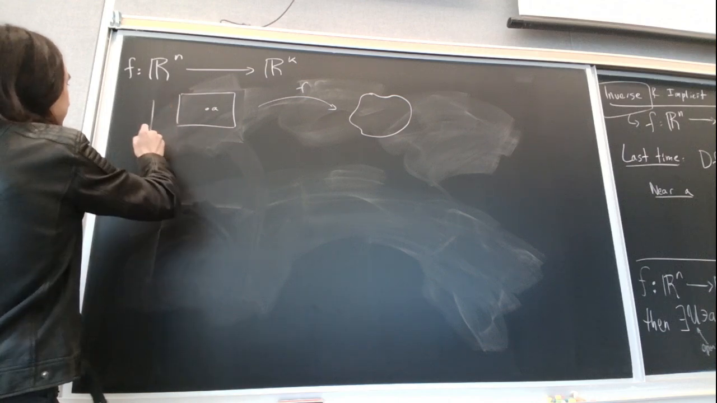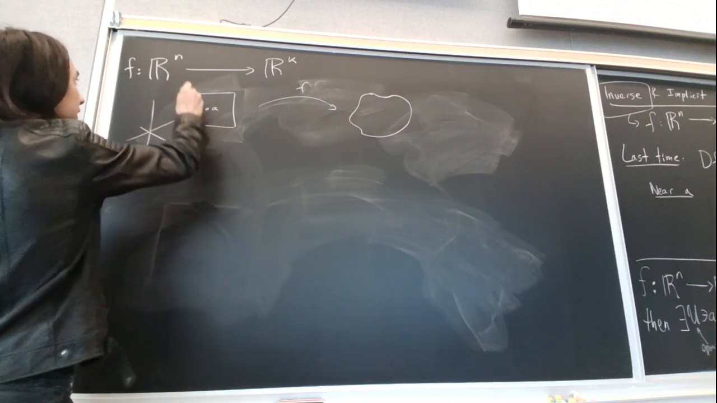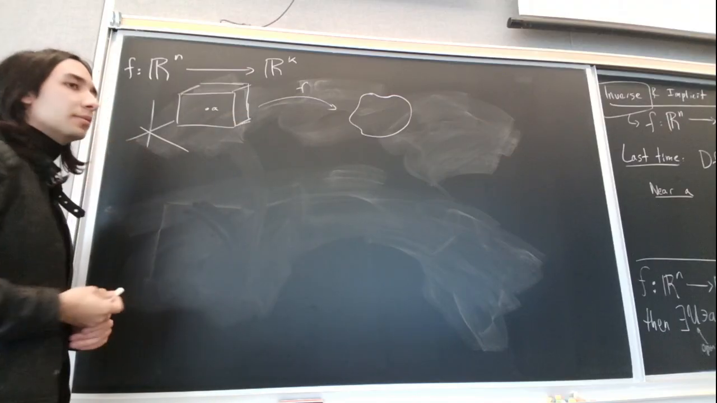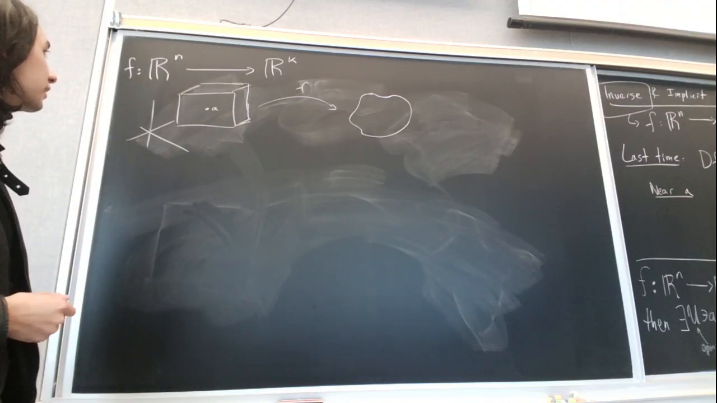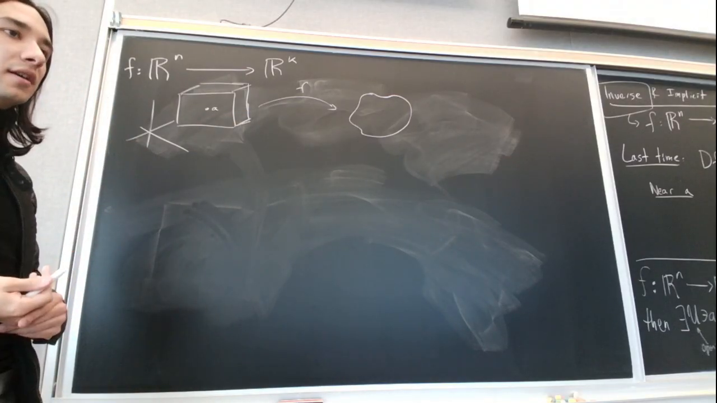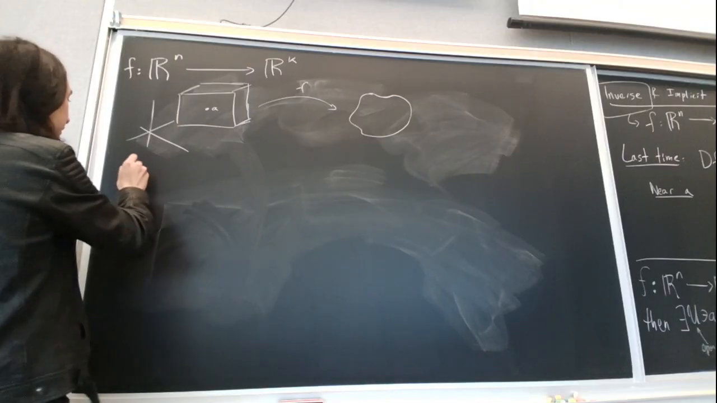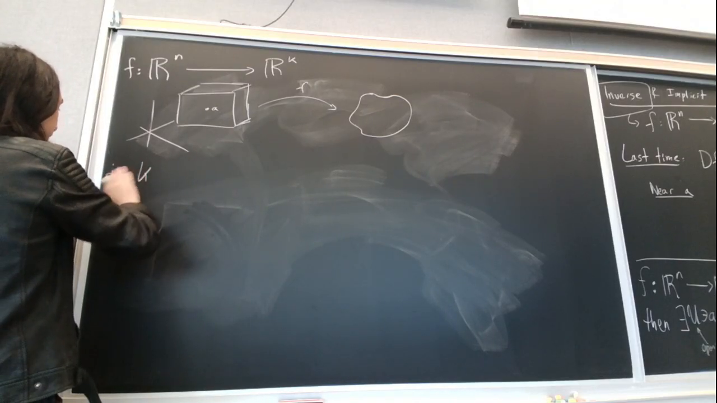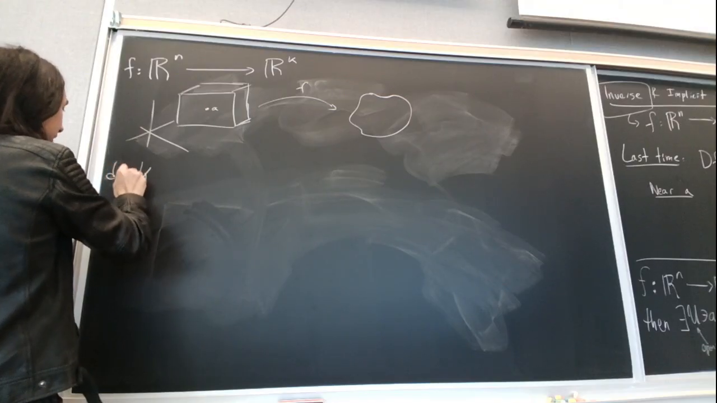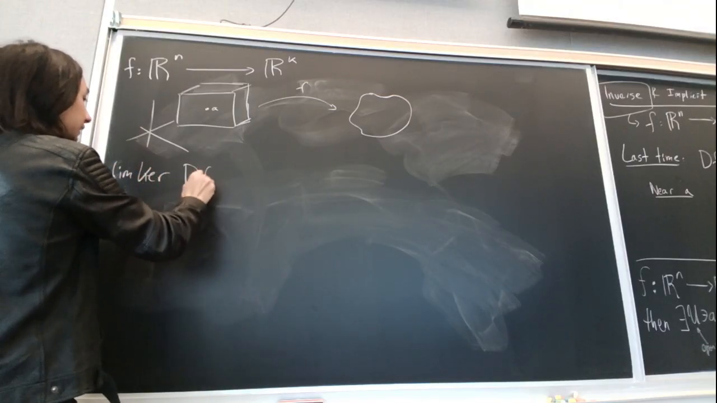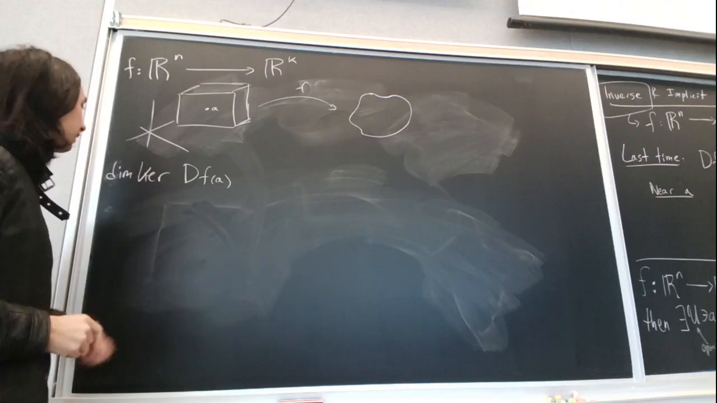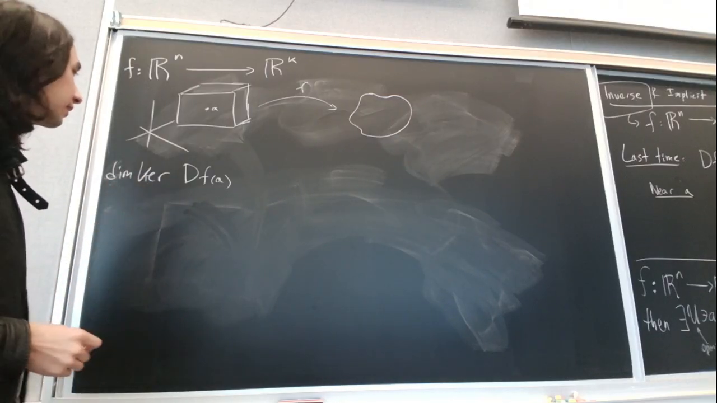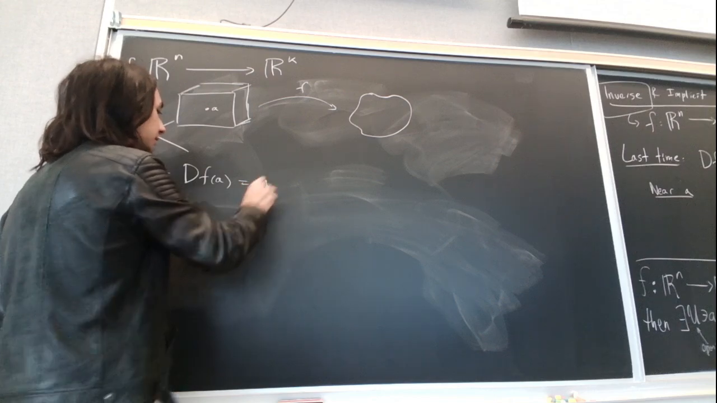You know what? Let me be even more pictorial about this and make the rectangle more like a cube in some dimension. So now suppose we have the dimension of the kernel of df at a. There's lots of terminologies for this, so I'll just write the dimension of the kernel is, let's say, some number m.